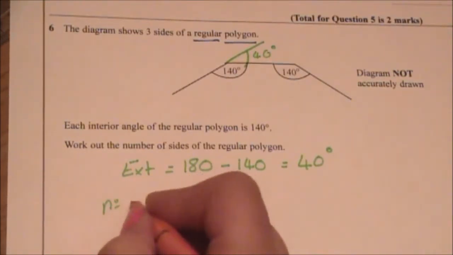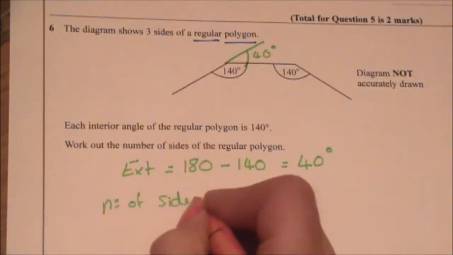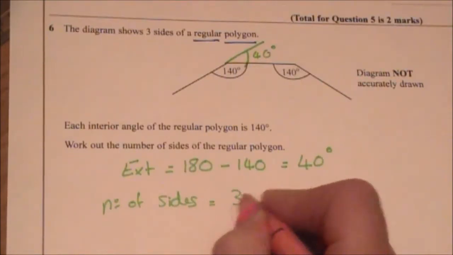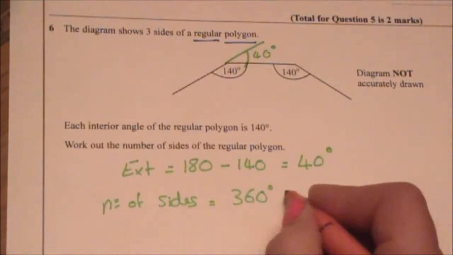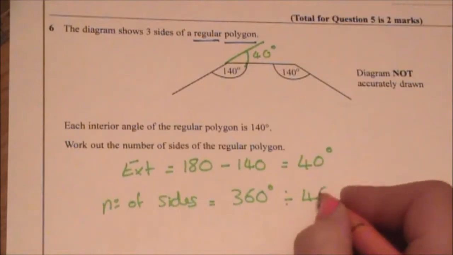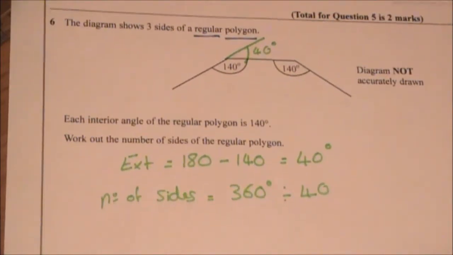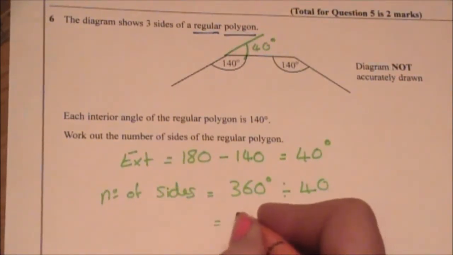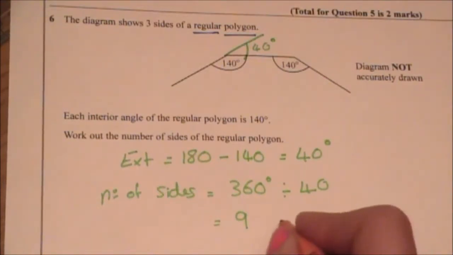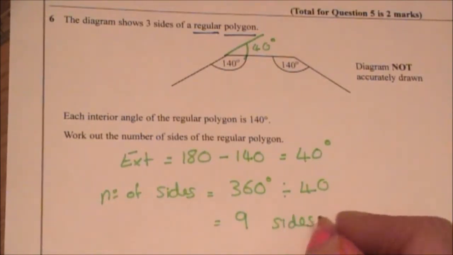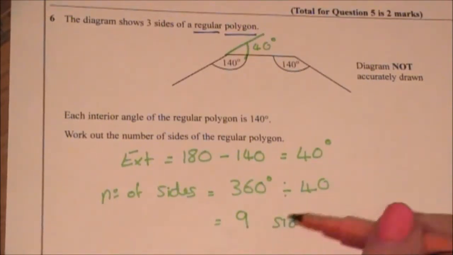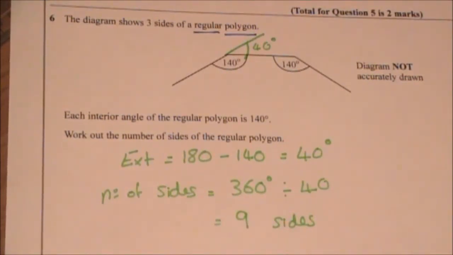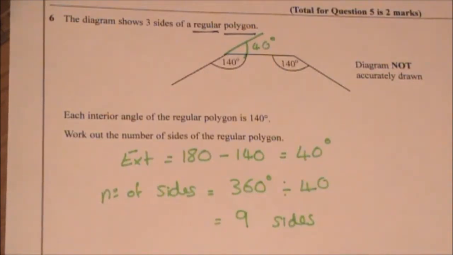Now, in order to find the number of sides, I know that that's 360 degrees divided by my exterior angle, which is 40, and that's going to leave me with 9 sides. I can't break this down any more for you because it's a matter of knowing the rules. You need to know the relationships between interior angles, exterior angles, and the number of sides a polygon has.